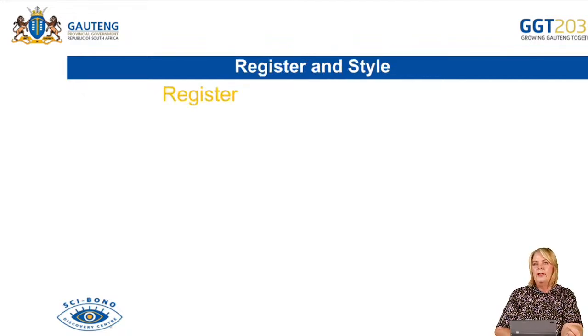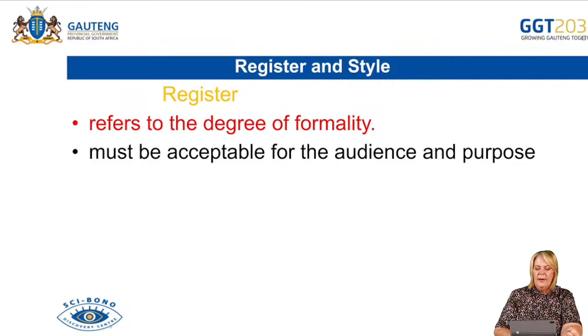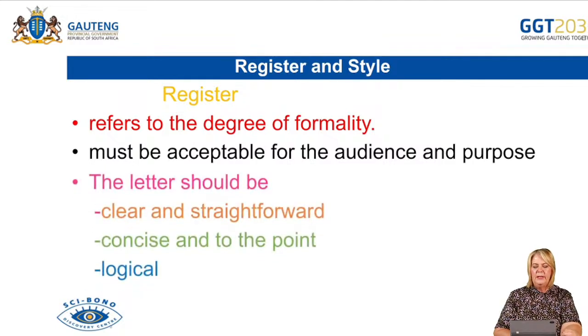Let's take a look at the register and style. Now, register refers to the degree of formality. Obviously, if you write a letter of application, it's going to be more formal than when you write a letter to the press complaining about something. It must be acceptable for the audience and the purpose, the who you are writing it to and the why you are writing it. The letter should be clear and straightforward, concise and to the point, and it should also be logical.